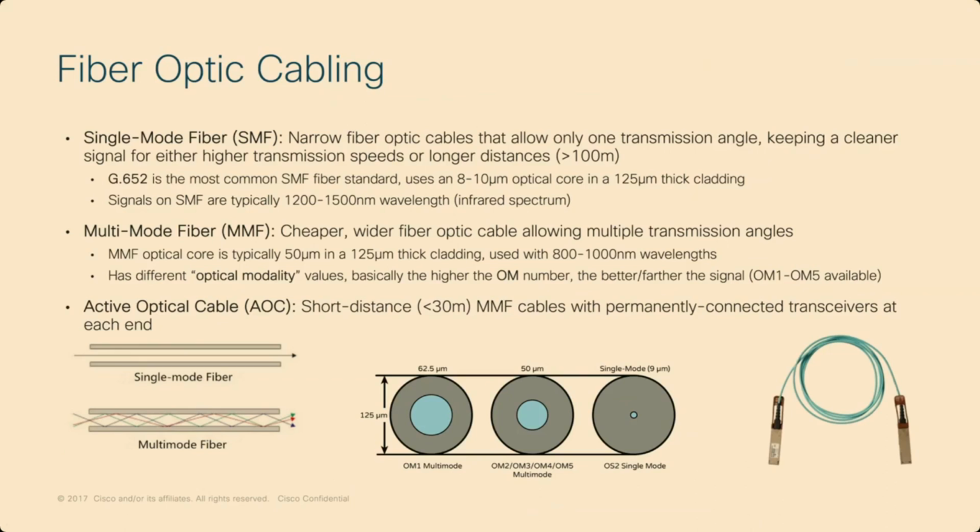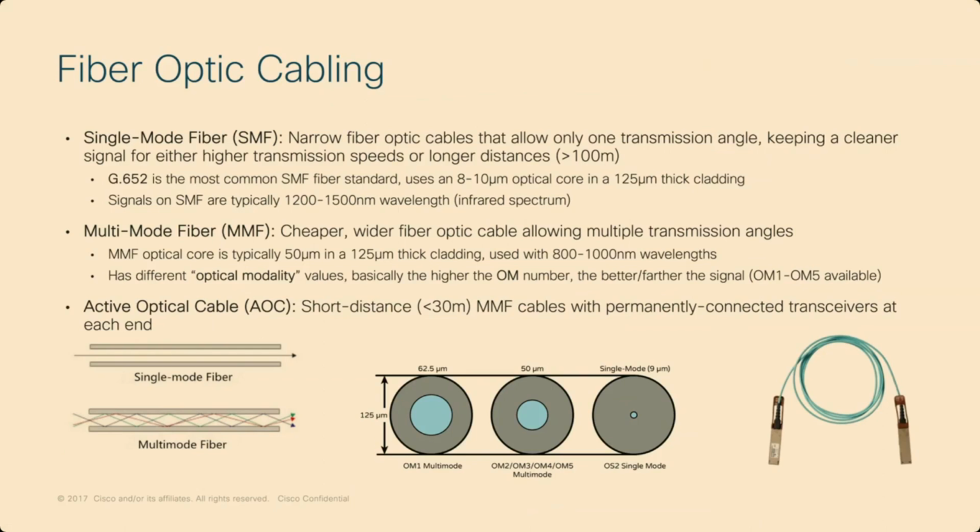And so it's narrow enough that you don't really have too many transmission angles that you can have for the light. And therefore you can maintain a cleaner signal and get the signal farther. So single mode fiber is generally used for long distance transmission as well as usually the higher speed communication tends to be certified on single mode fiber types of media before it goes into any of the other types.